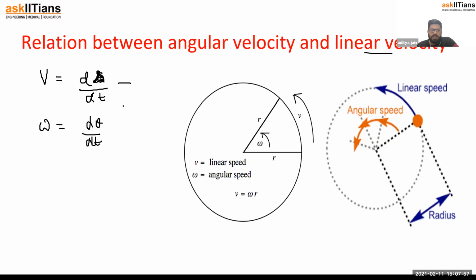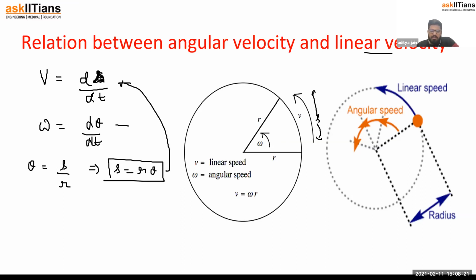So this is the actual meaning of linear velocity, and this is angular velocity. Now, angle equals arc by radius. Suppose the radius is r, the arc length is s, and the angle is theta. So theta equals s by r, and from this, arc equals angle into radius. If I replace this in the equation, v will be d by dt of r theta. The radius is constant for a particular circle, so I take it out: r times d theta by dt. And d theta by dt is omega. So this gives v equals r omega.